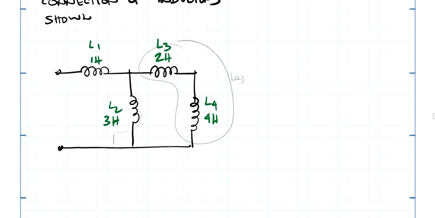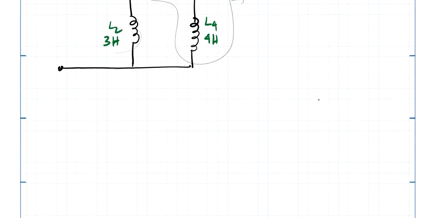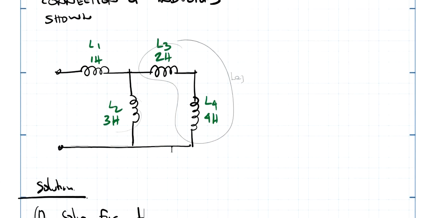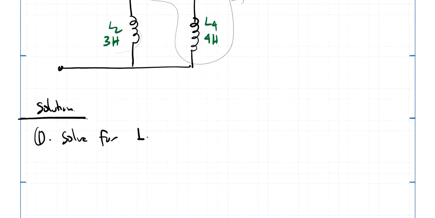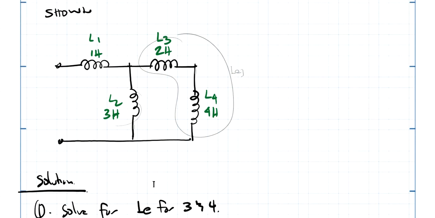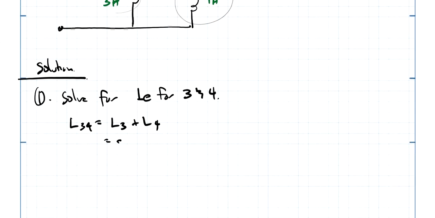Okay, so for this solution, number one, let's just substitute right away. L3 and 4, what's the combined, or LE, for 3 and 4. So L3,4 is equal to L3 plus L4 because they are in series. So 2 plus 4, and we have 6 henries.